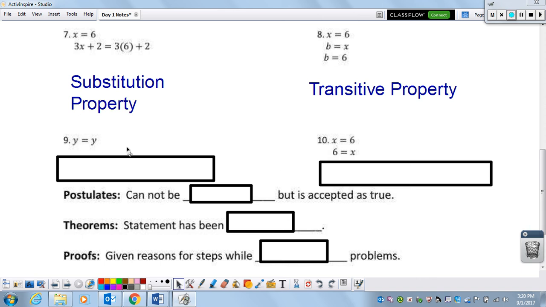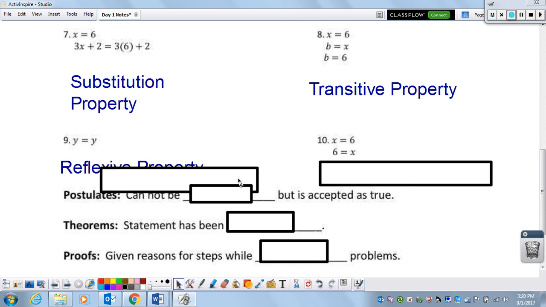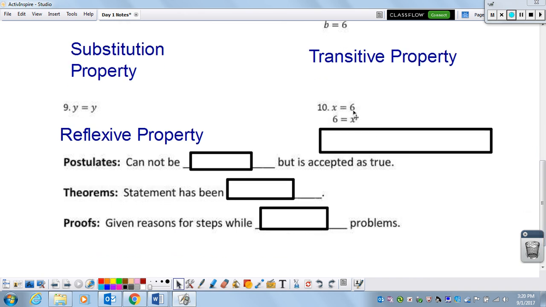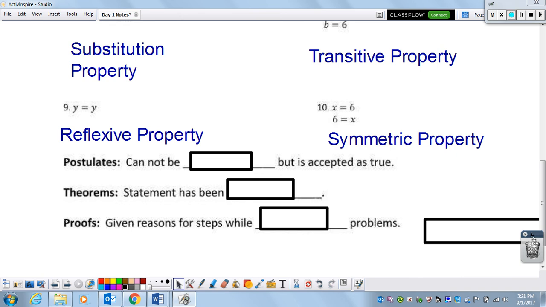Y equals y, something equals itself. Again, think of a mirror and a reflection. That's the reflexive property. X equals 6, so 6 equals x. That is the symmetric property. For some reason, this property was the one most picked on proofs last year, even though I don't think it was ever the right answer.